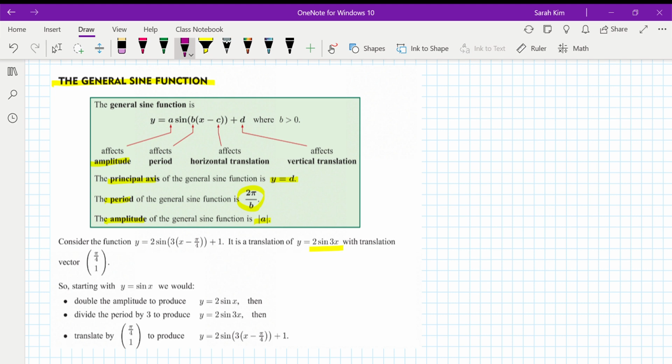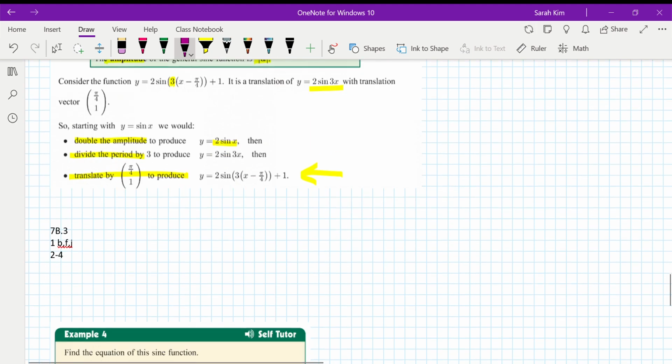First of all, I need to double the amplitude to make it 2 sine x, and then I need to figure out what that 3 does. It means the period gets reduced by 1 over 3, so divide the period by 3, so it reduces a little bit. Then translate at the end to provide your final equation. So follow that order. Make translations the last to make your life easier. Do your other ones first. So write all those notes down.